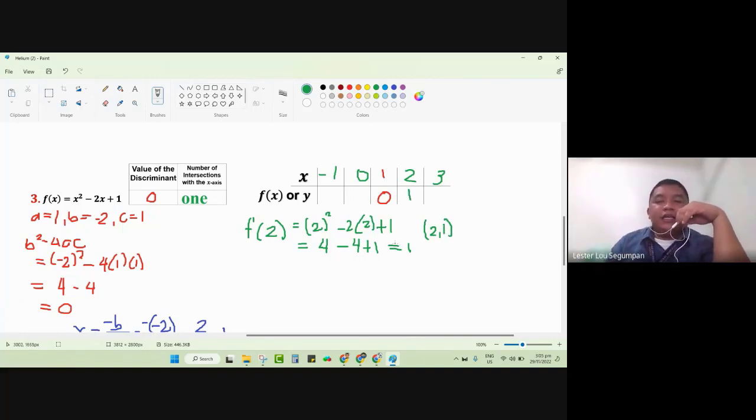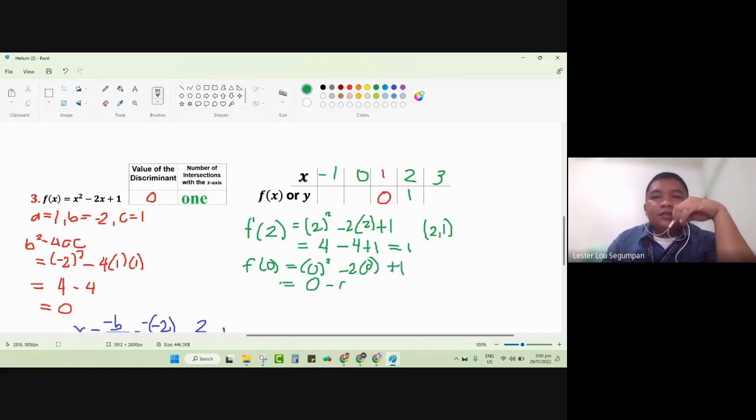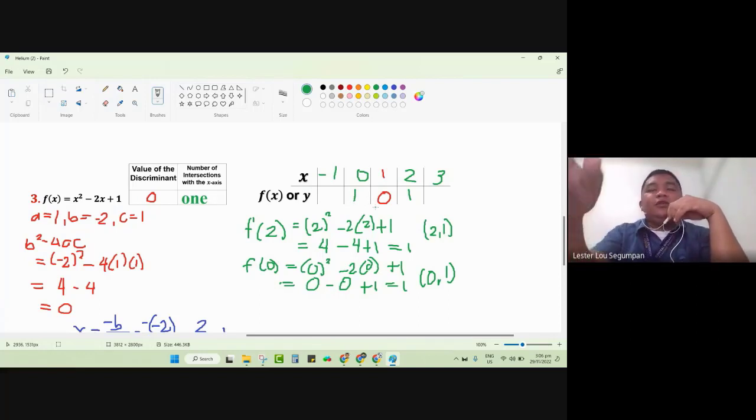Let's try to change this process a little bit. Instead of moving to 3, let us go to 0. That should come up with the same value of 1. So if we have f of 0, it should be 0 squared minus 2 times 0 plus 1. 0 squared is 0. This is also 0 plus 1. See, it's still equal to 1. So the point is 0 and 1 here. We're just changing it a little bit because it doesn't necessarily mean that you always start with that. You could start any of the 4.